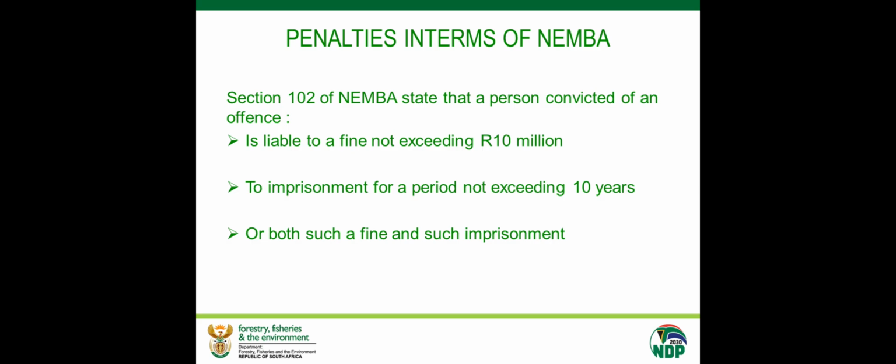Penalties in terms of NEMBA, in terms of section 101 of NEMBA, a person who is convicted of an offense is liable to a fine of 10 million. So this is in terms of NEMBA. That one was in terms of the AIS regulation. So in terms of NEMBA, it's 10 million or 10 years, or both 10 million and 10 years.